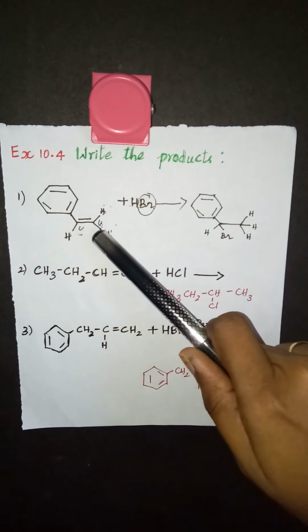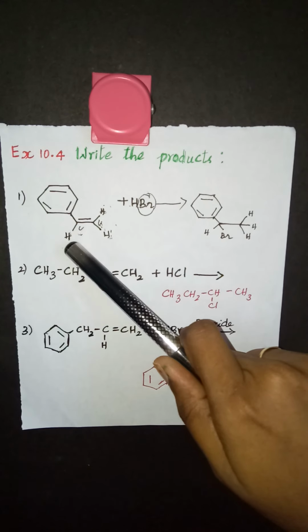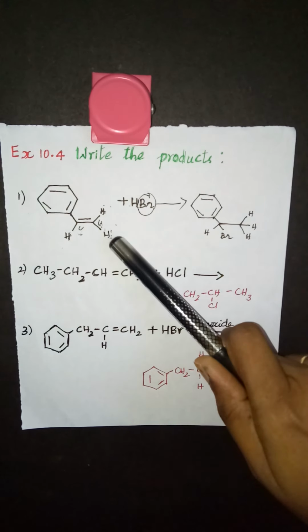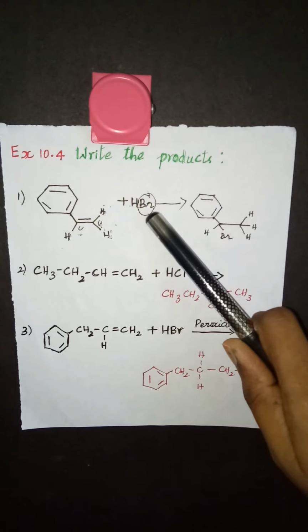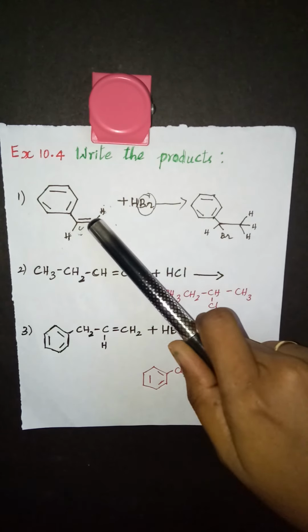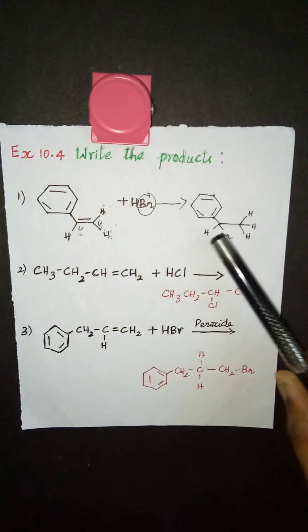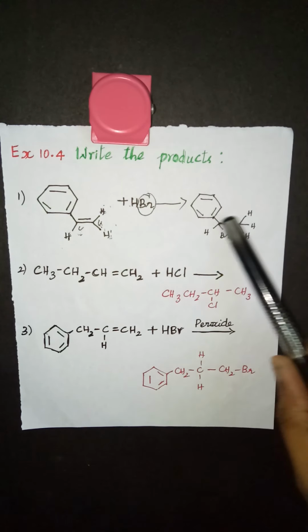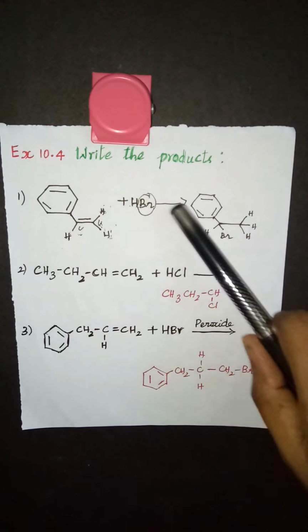So this is carbon double bond carbon. So this carbon has one hydrogen atom, but this carbon has two hydrogen atoms. So obviously bromine will go to this carbon. So bromine comes to this carbon, hydrogen goes to this carbon. So here you get three hydrogens, here one bromine, and no more double bond. So this is the product of this reaction.